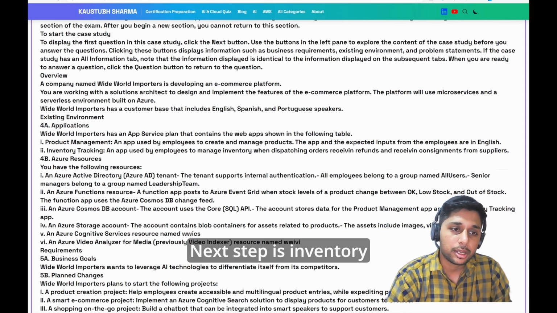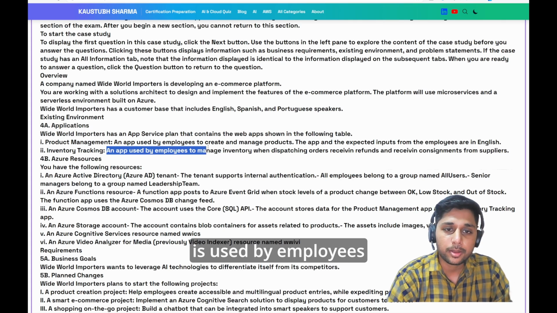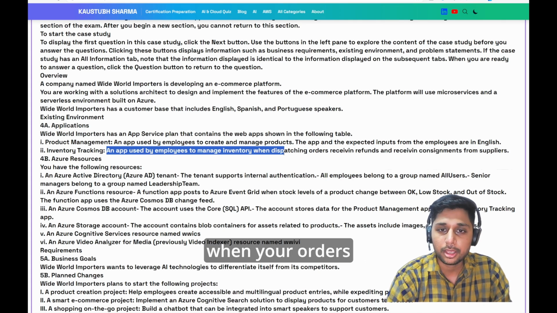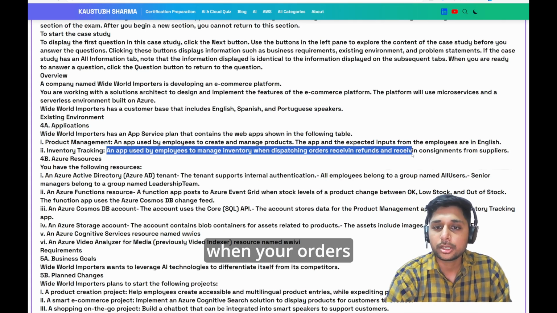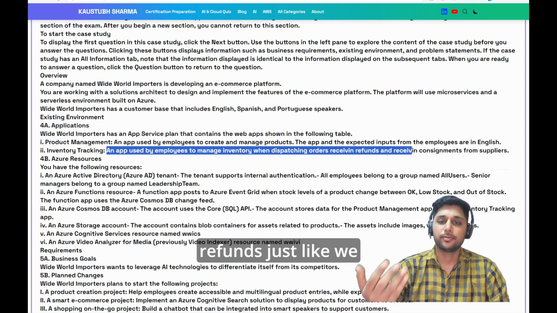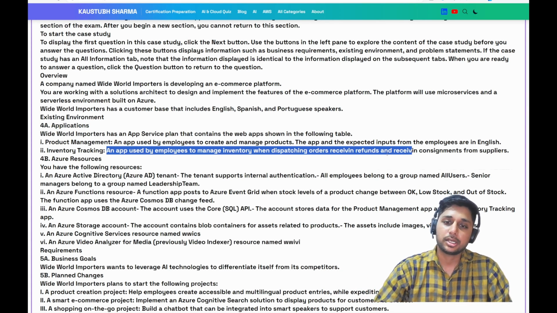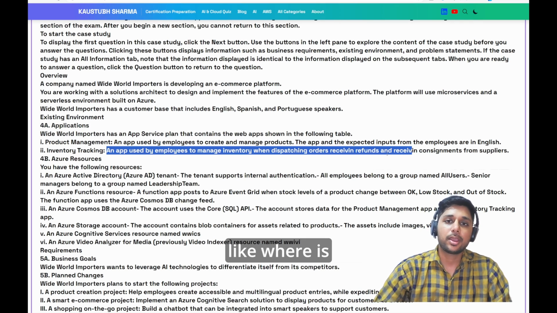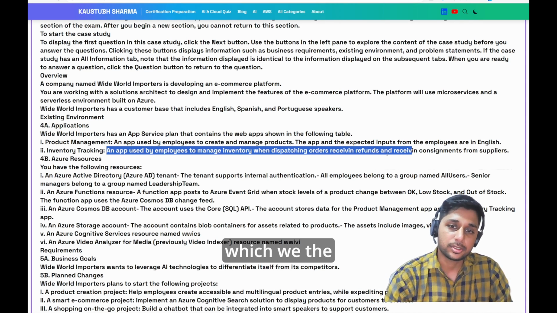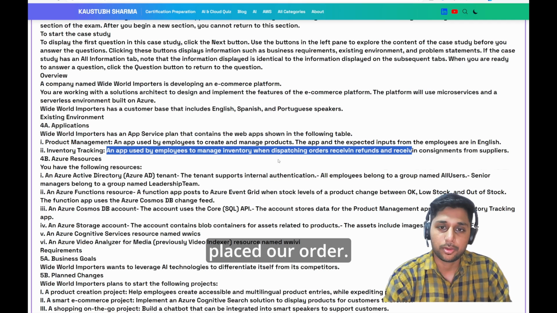Next is inventory tracking. This is used by employees to manage inventory when orders get dispatched or when you are receiving refunds. Just like we see on Amazon, where our order has reached, what is the status of the refund, and where our packages currently are, the products we have placed or ordered.